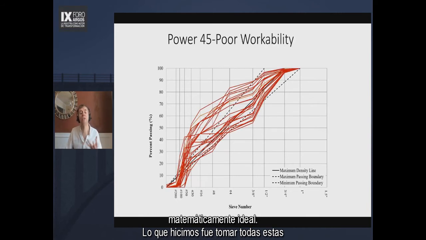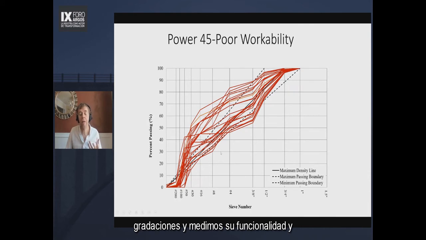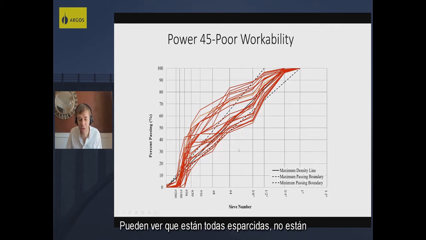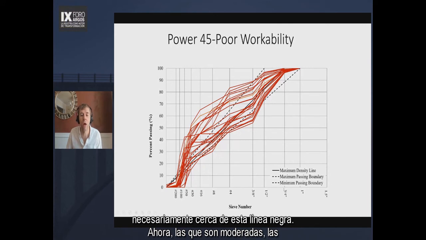But what we did is we took all these gradations and we measured their workability, and they were all poor, and we plotted them on the Power 45. And you can see they're all over the place. They're not necessarily close to this black line.